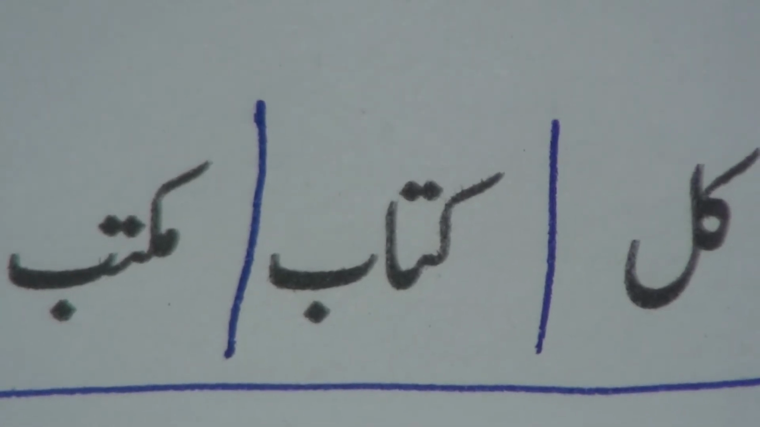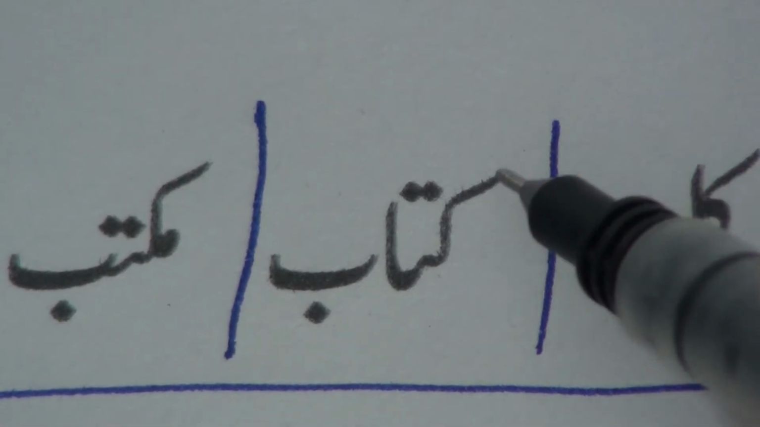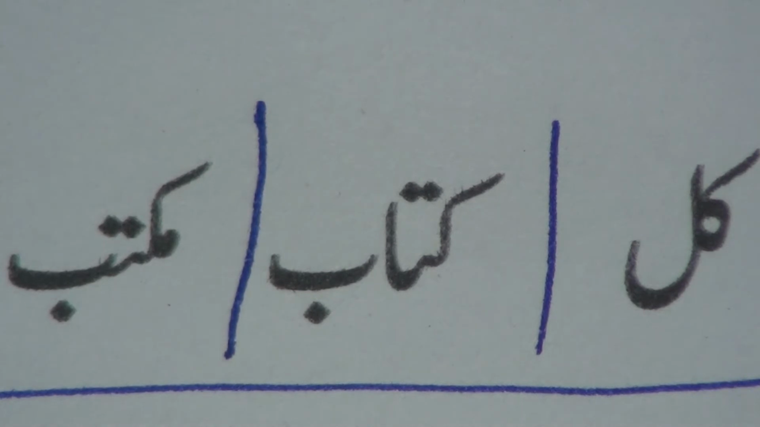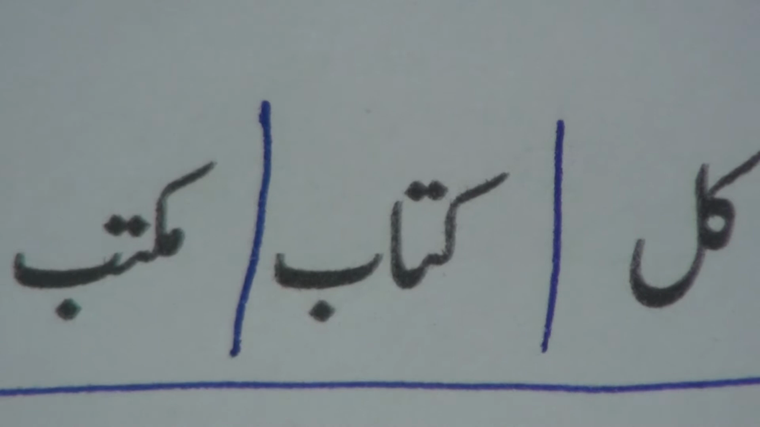Kitab. When kaf is at the beginning of a word and it is not followed by alif or lam, its shape is like this. Kaf, te, alif, be, kitab. Kitab means book.